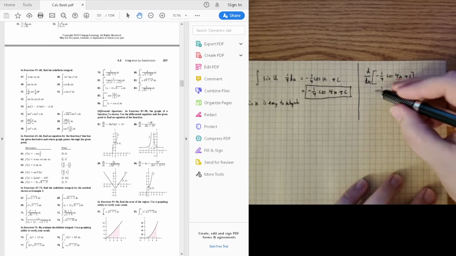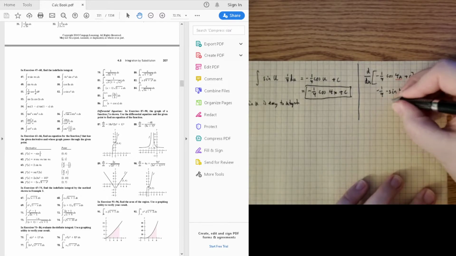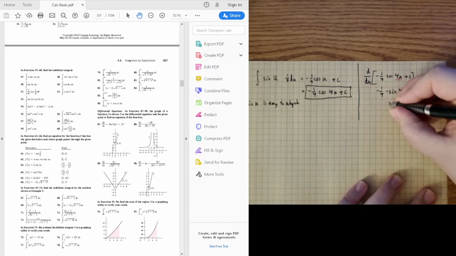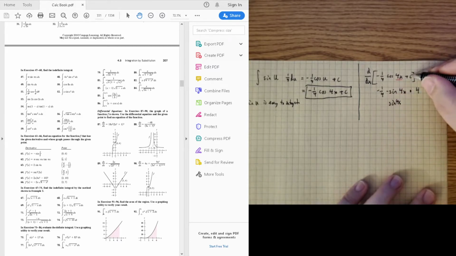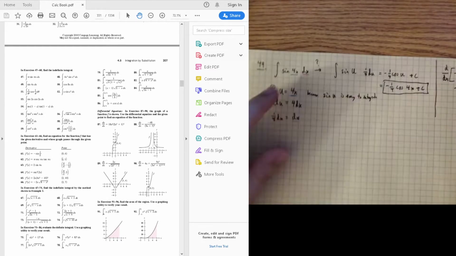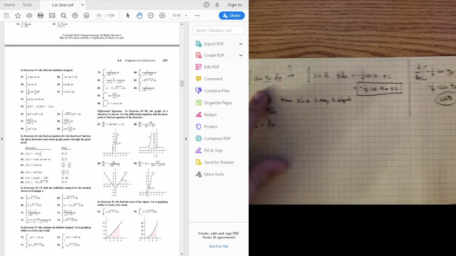Now, when we simplify, negative and negative would make this positive. The 4 and the 1/4 would cancel, leaving me back to sine x. And don't forget, c becomes 0. So it got us right back where we started. So we know what we did worked well.